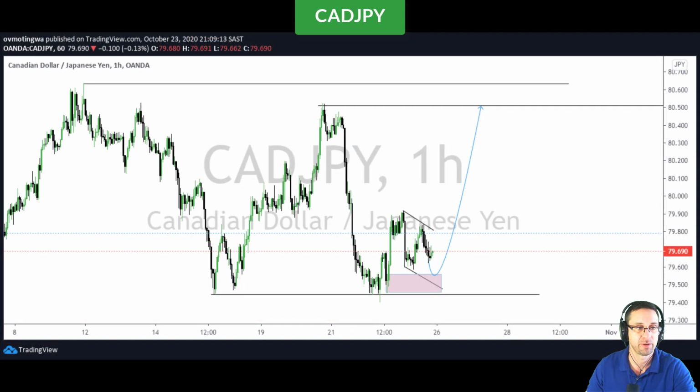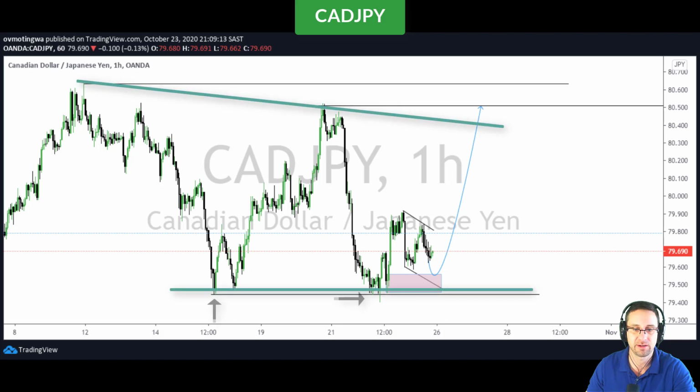Another submission I'm going to look at by Onkometse is that of CAD JPY 1 hour. Now there's no real need to jump to the higher time frame on this one, as the setup is quite clear. We're just looking for a bit of a move back to the other side of this corrective structure after the market cleared these lows.